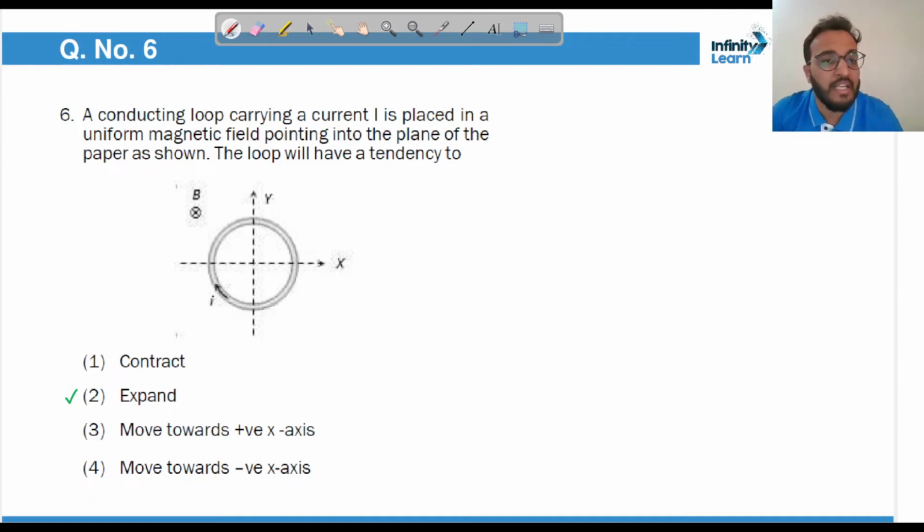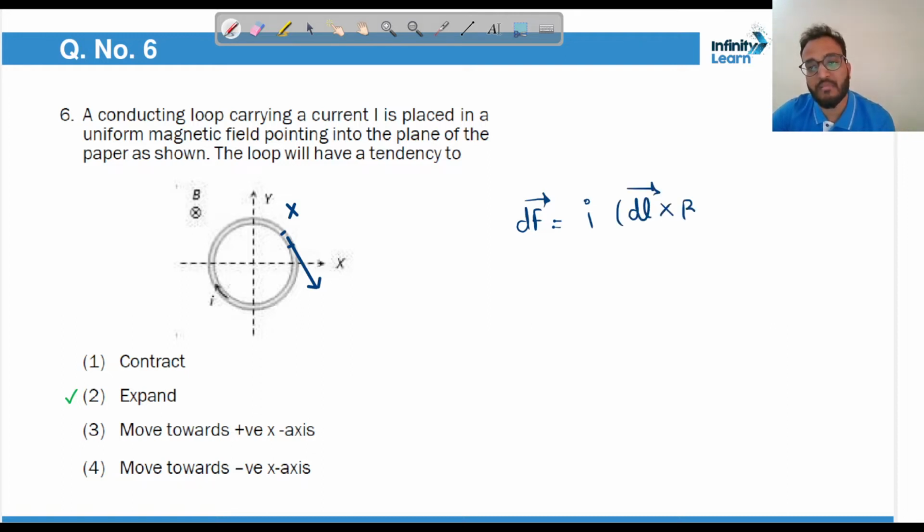Got it? Now what kind of force is this wire experiencing? Let's try to find out. See, if I take a very small element here, what is the direction of current right now? The direction of current is like this. Where is the magnetic field? The magnetic field is into the plane of the paper, right? So what is the force? The magnetic force dF is equal to I times vector dl cross vector B.